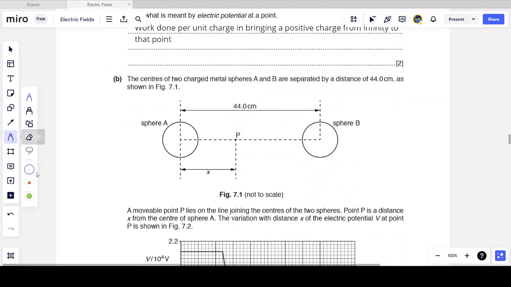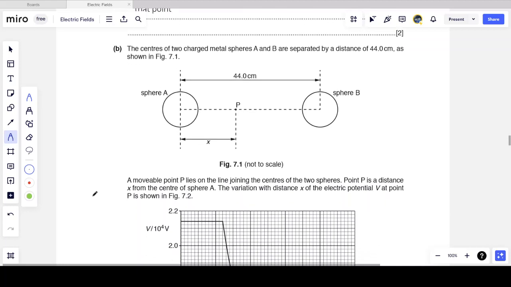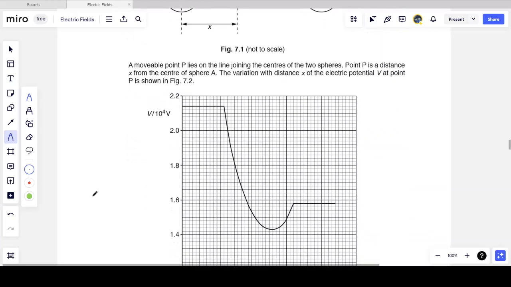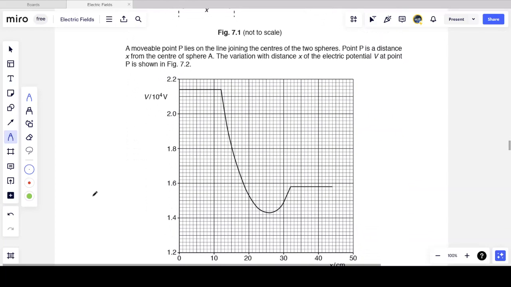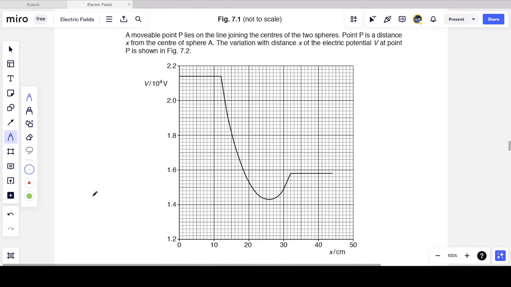Next, another familiar type of question. The centers of two charged metal spheres A and B are separated by a distance of 44 centimeters, as shown in the figure. A movable point P lies on the line joining the centers of the two spheres, and point P is a distance x from the center of sphere A. The variation with distance x of the electric potential at point P is shown. Again, we've never seen a graph of potential against distance anywhere in our notes or in our textbooks for two charges. We've only ever seen it for one.